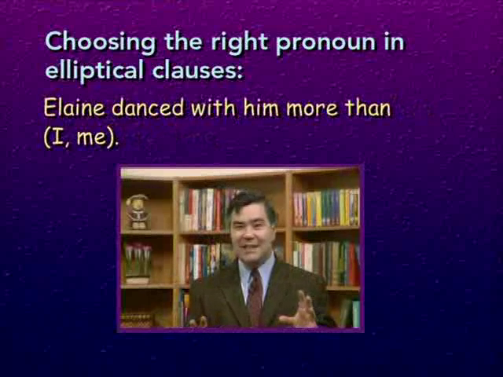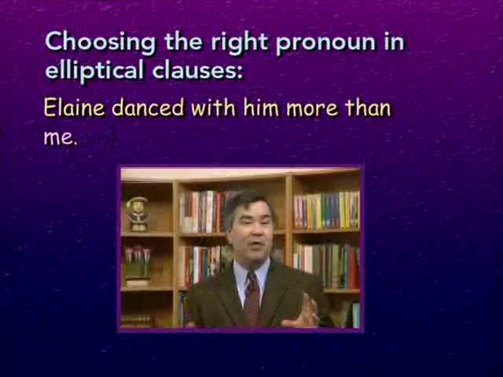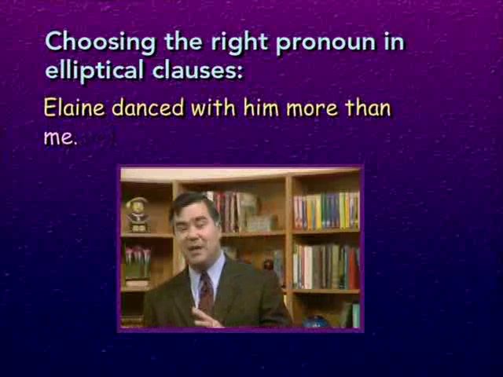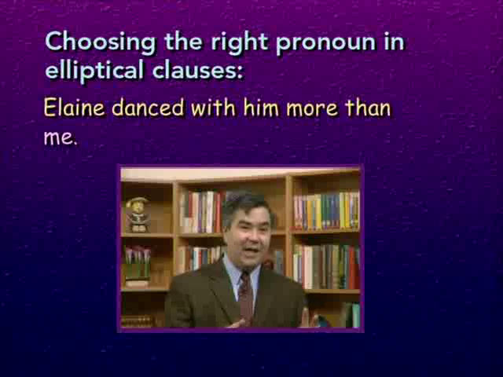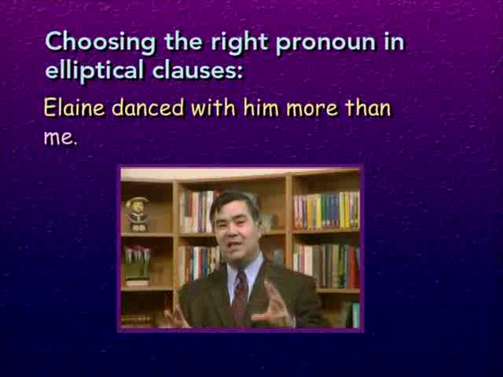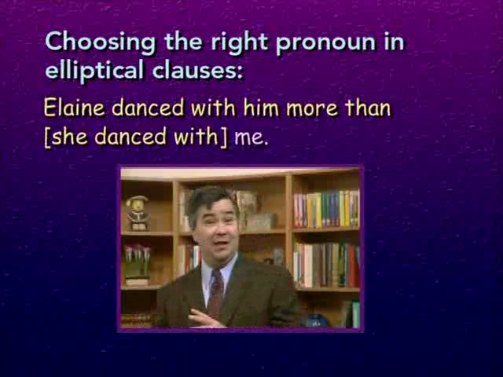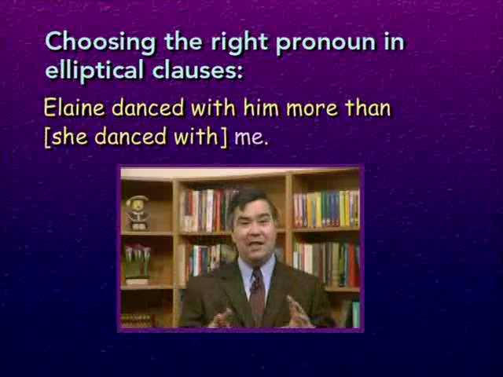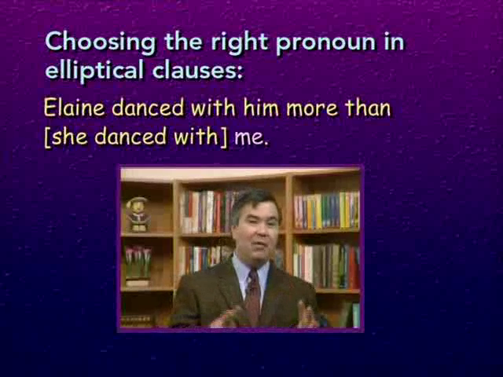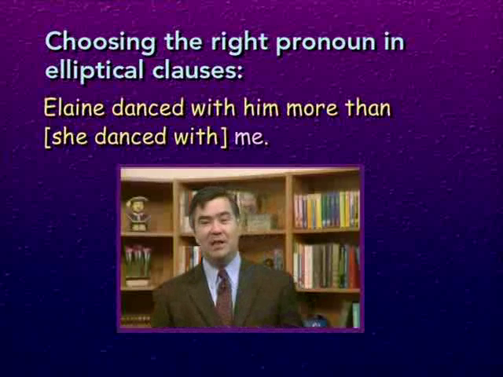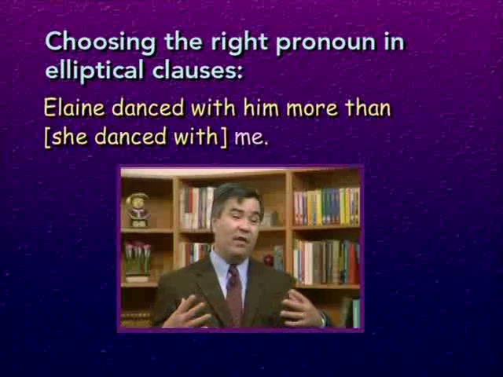Here, the sentence is somewhat ambiguous. Probably me is the correct choice if we assume, for example, that a man is speaking and that men and women tend to dance together. Because under that interpretation, the sentence would mean, Elaine danced with him more than she danced with me. And since me, the object form of the pronoun, would be correct, then me would be correct once those words have been omitted.